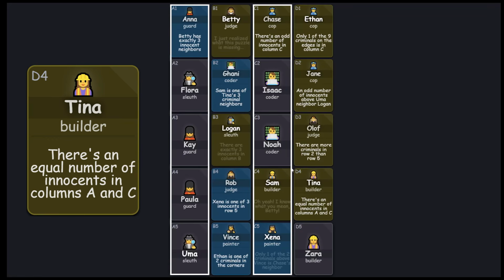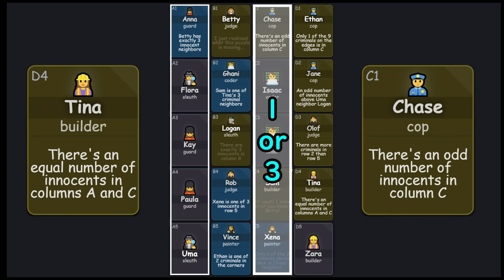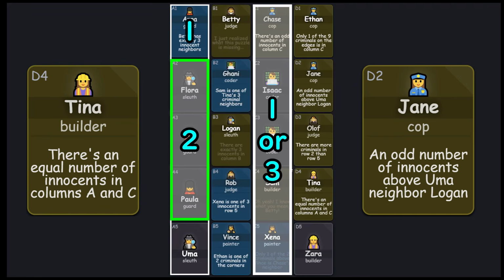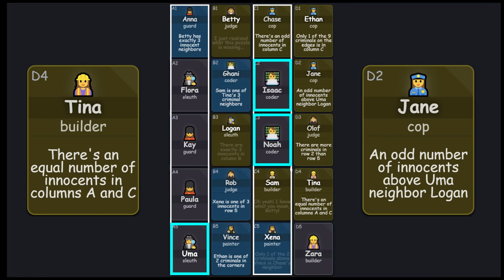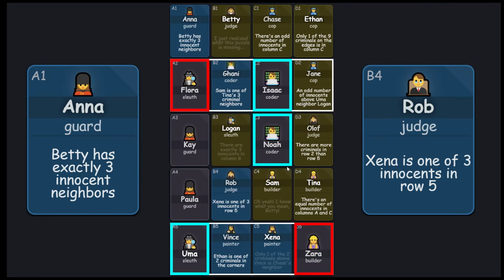There's an equal number of innocents in columns A and C. Column C can have either 1 or 3 innocents, and column A has at least 2 innocents. Therefore, both column A and C must have 3 innocents. Mark Isaac, Noah, and Uma as innocent, and Flora and Zara as criminals.